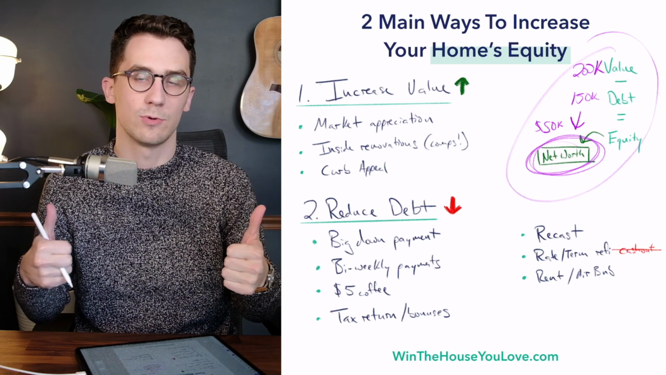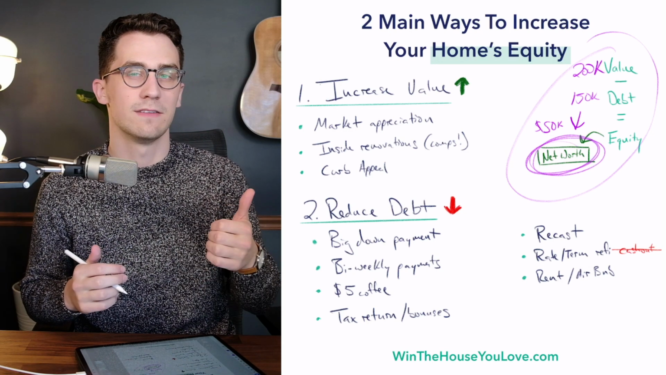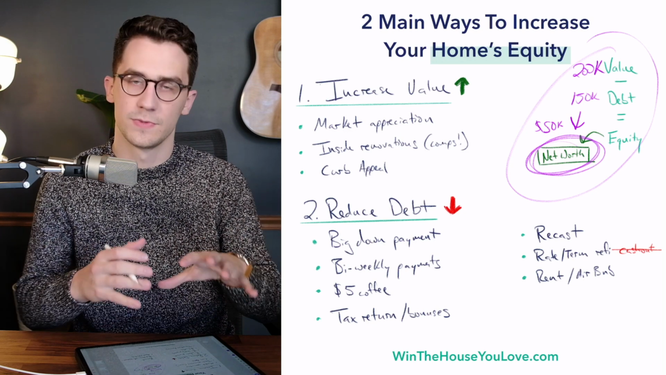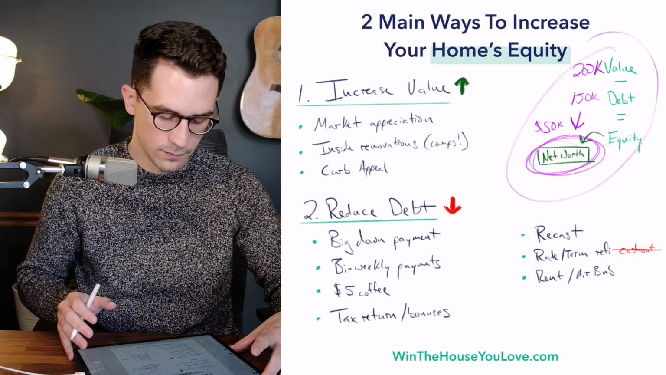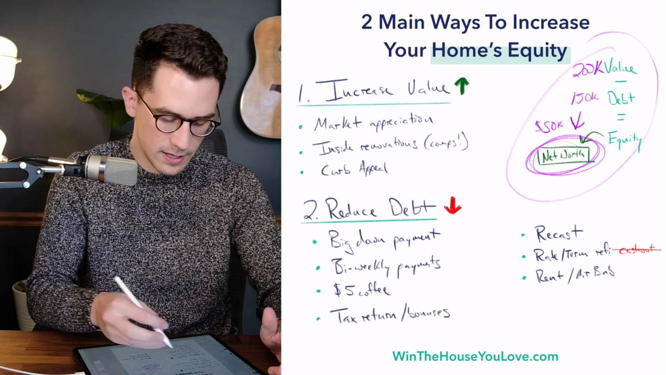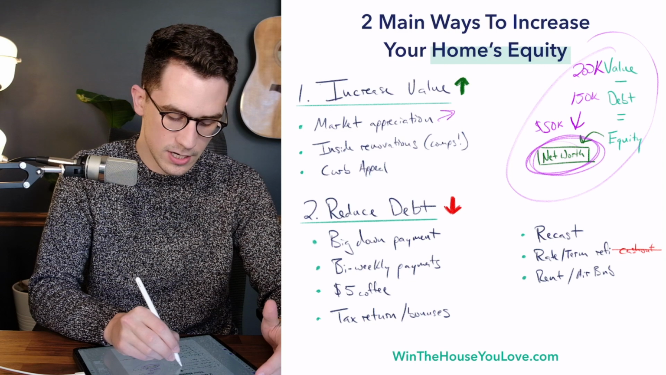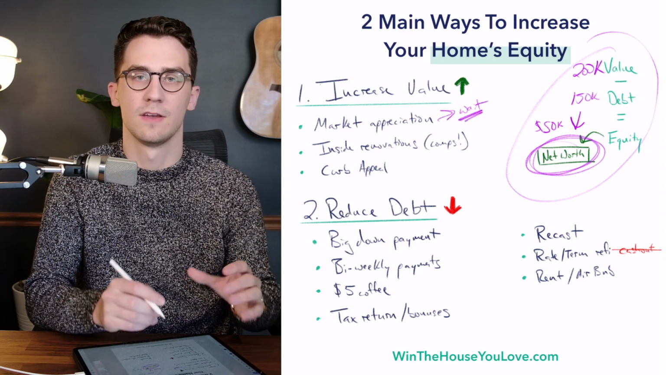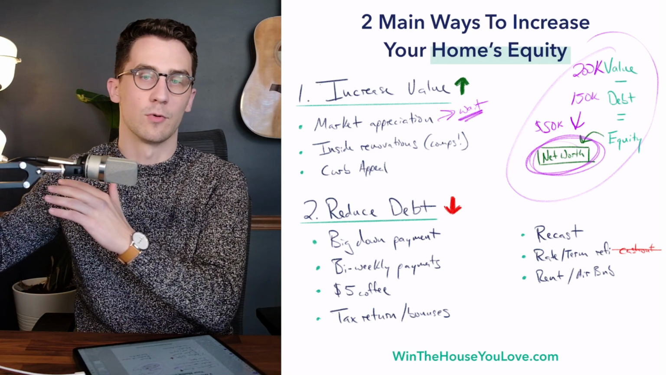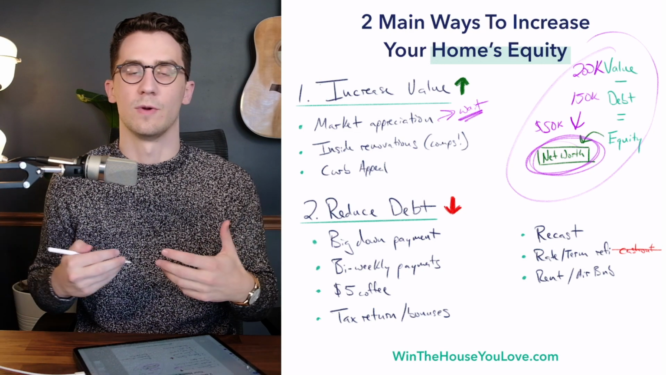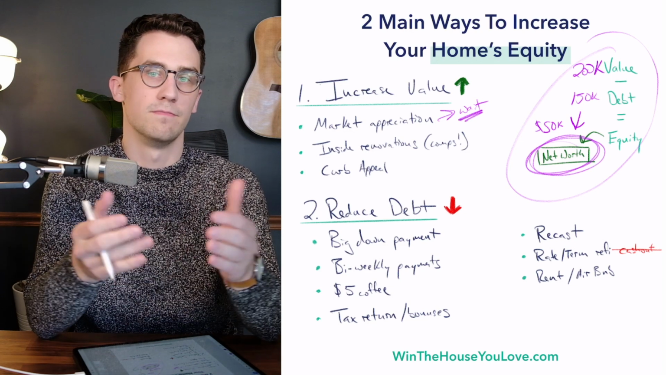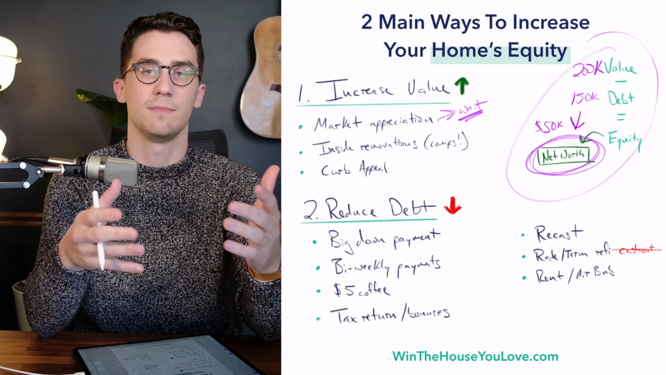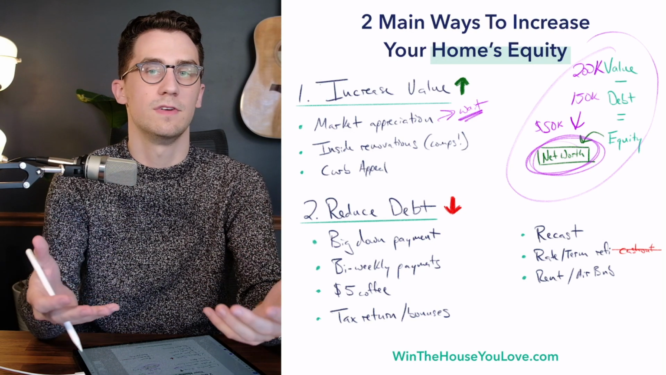To increase the equity, we either need to increase the value of your home or decrease the debt that you have in your home. Let's talk about two ways you can do that. First, let's talk about increasing the value. One is market appreciation, which is simply waiting for the market to trend upwards so the value of our home goes up. For instance, maybe you bought your house for $200,000 now, but in 5 years, you might be able to sell your house for $250,000.